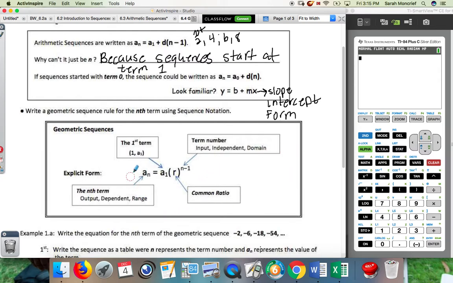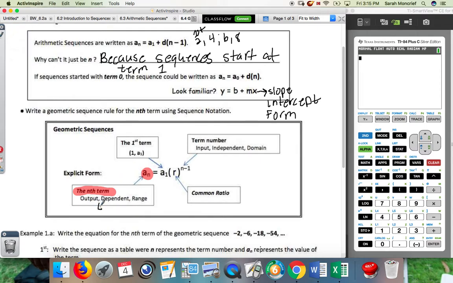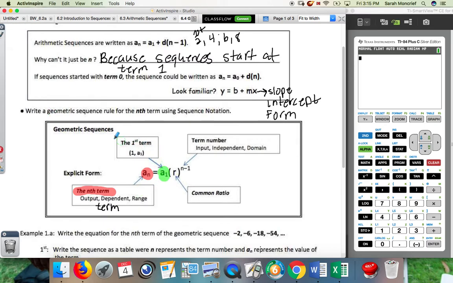Let's start with a sub n. A sub n is still the nth term. It's still the output, the dependent, or the range. I like to just call it our term. And then we have a sub 1, which I hope you all already know is our first term. If we were writing that as an ordered pair, it would be 1, comma, a1.